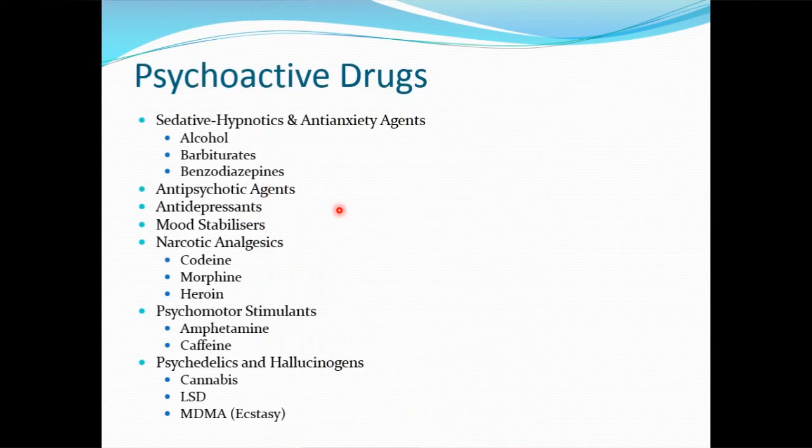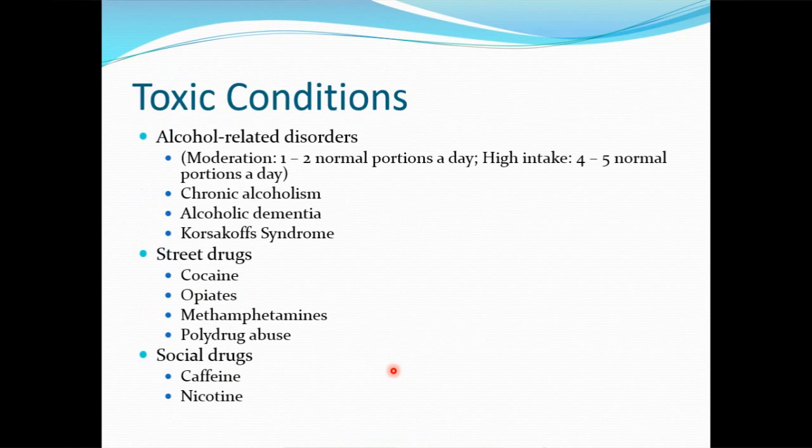And the reason it is the way it is is because of the astrocytes around the capillaries that try and prevent anything unnecessary coming through there. Now, here is a list of psychoactive drugs that obviously affect us, things like benzodiazepines, morphine and heroin, caffeine, and your psychedelics and hallucinogens. You just need to know what they are. Alcohol-related disorders is quite prominent. When we think of alcohol-related disorders, we think of chronic alcoholism, alcoholic dementia, Korsakoff syndrome. Street drugs affect us, and then social drugs.